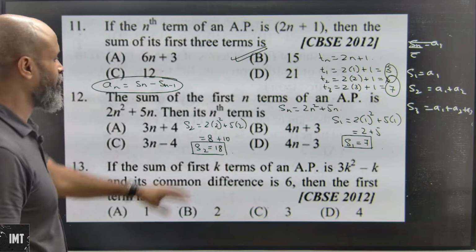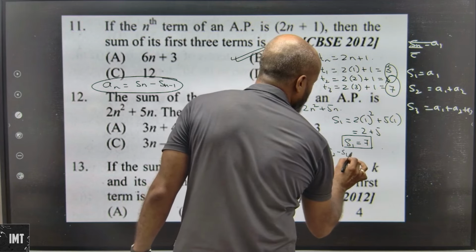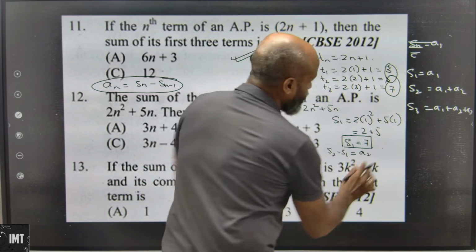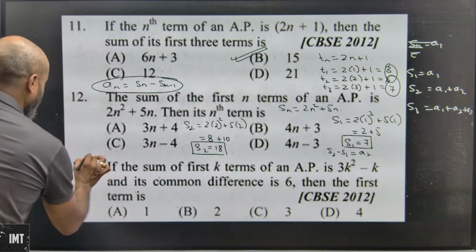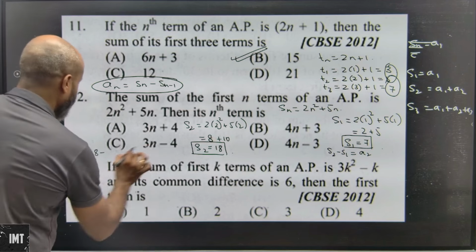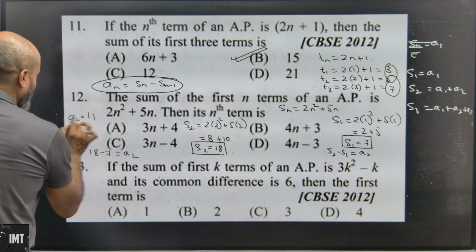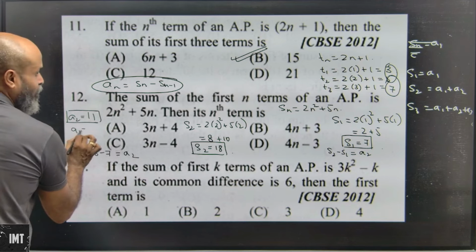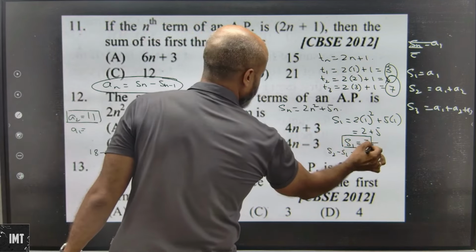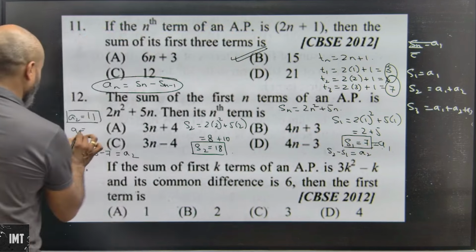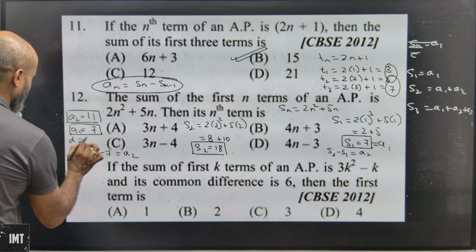Okay. So if I subtract S2 minus S1, what do I get? A2. Obviously, if I subtract this from this, A1 and A1 get cancelled and you get A2. So S2, that is 18, minus S1, that is 7, will give you A2. So A2 will have a value of 11. Now A1, as calculated by us, is S1, that is 7. This is A1 only. So A1 is 7. So d will be 11 minus 7, that is 4.